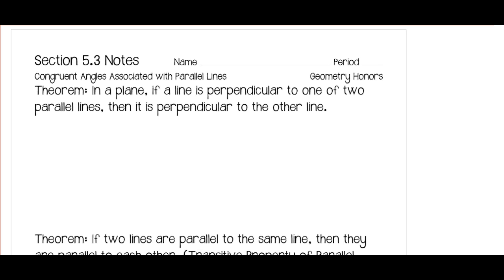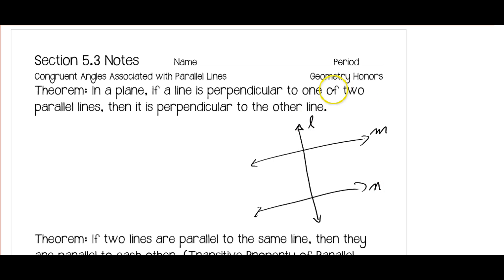Next theorem: in a plane, if a line is perpendicular to one of two parallel lines, then it is perpendicular to the other. So let's draw a picture. Again, this is very similar to one of our theorems from the last section, except we're kind of going in reverse. So here's line M, here's line N. We'll call this line L.